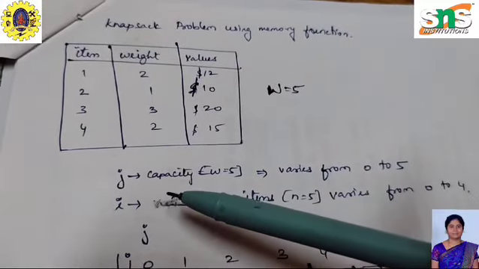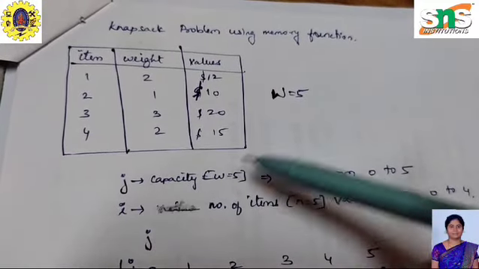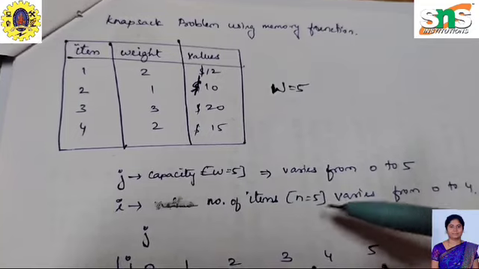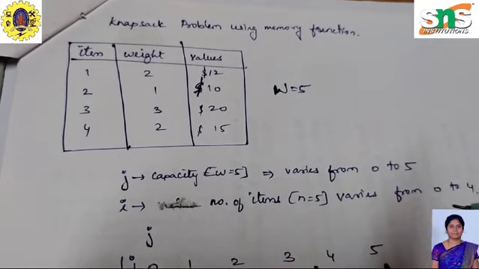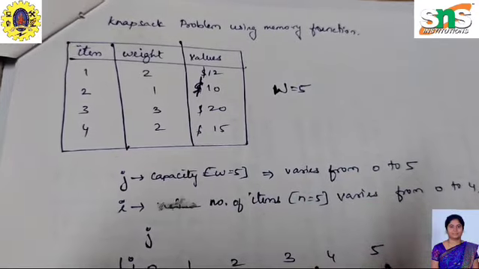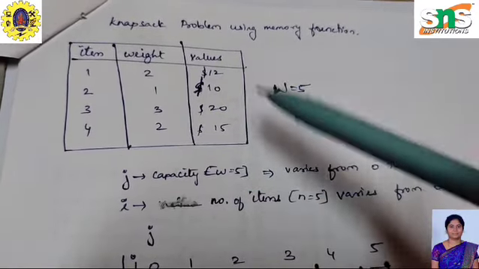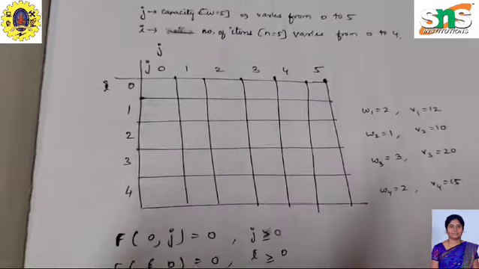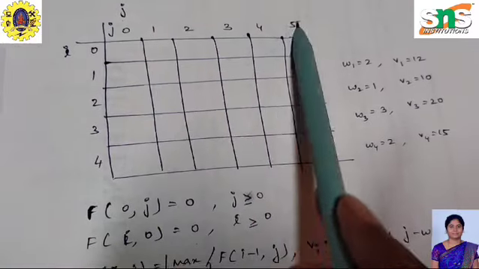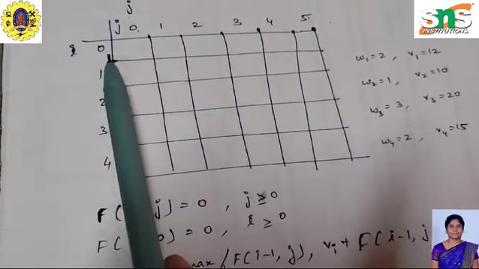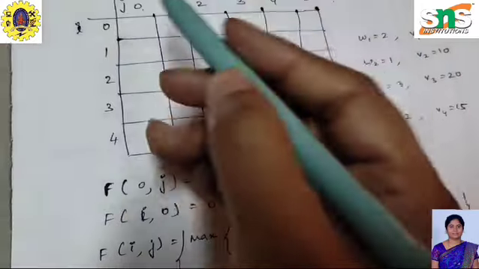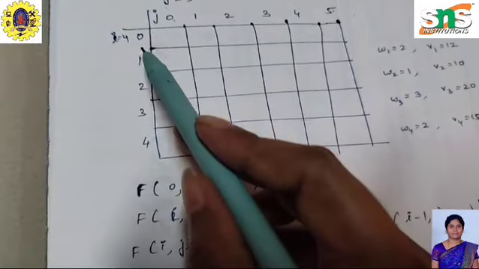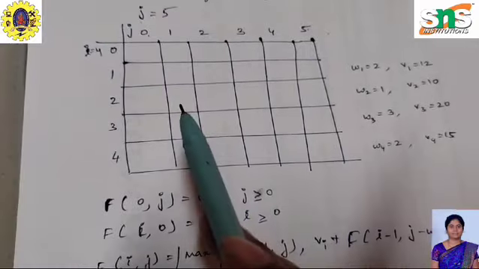Here we are supposed to form a matrix. J will be the capacity, that is W equal to 5, and it varies from 0 to 5. I denotes the number of items, that is N equal to 4, and it varies from 0 to 4. So we have 4 items, so 0 to 4, and we have maximum capacity 5, so 0 to 5. This is the initial matrix we are supposed to form. J starts from 0 to 5, and I varies from 0 to 4. So this is the initial table we formed.